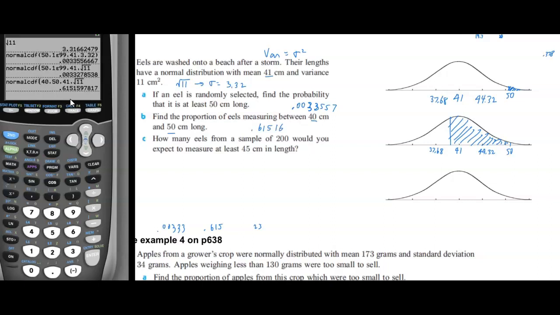Okay. And how many eels from a sample of 200 would you expect to measure at least 45 centimeters in length? Okay, so let me just make another drawing with an x-axis scale, and I want at least 45. 45 would be about here. And at least 45, that would be bigger than 45. So that looks like, I don't know, maybe like 10% or something.